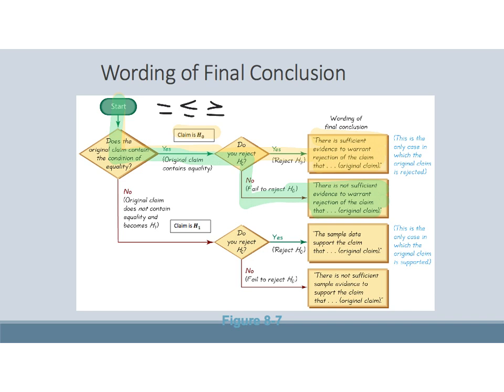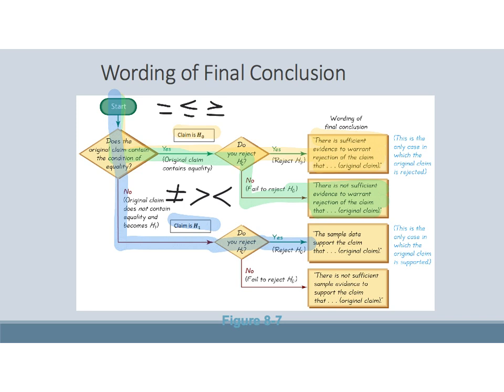Does my claim contain the condition of equality? If your answer is no, it's because your claim was the alternative. And remember, in the alternative, your choices were not equal to, greater than, or less than. So if you're in the alternative, you do not contain equality. Did you reject the null? If it's yes, that you rejected the null.